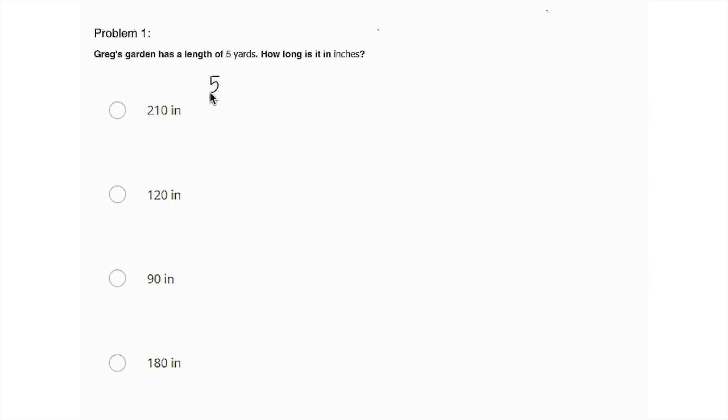So 5 yards, I'm going to multiply that by the conversion factor of how many feet in a yard? 3 feet in 1 yard, right? So 3 feet to 1 yard. Okay? And then that's taking us to feet, but we want to go all the way to inches. So now I need to think about the feet to inches conversion. So I'm going to multiply that by how many inches in a foot? 12 inches, right? So 12 inches to 1 foot.